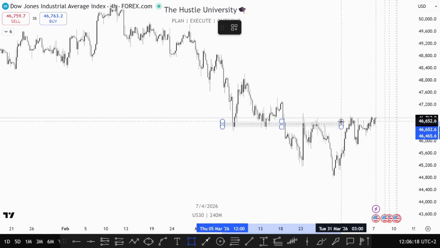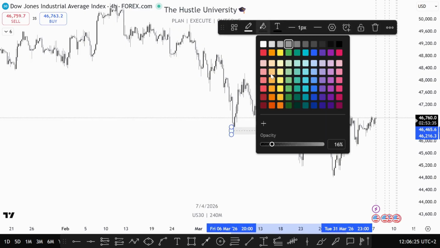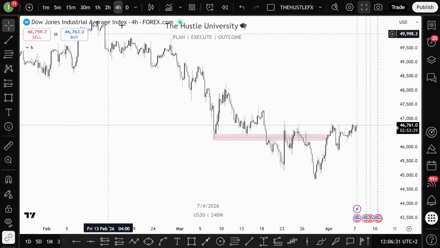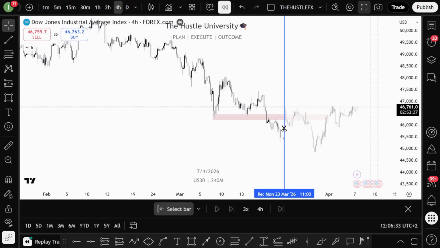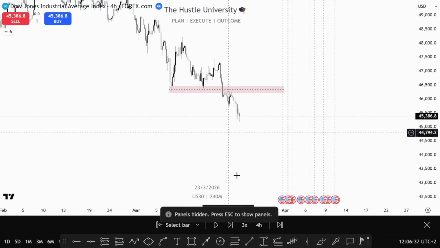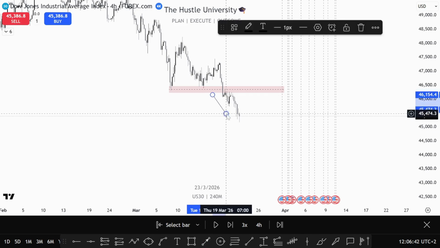Let's take this area over here, right? You're going to take this area over here. Let me just change the color of this. Let me add on some replay. Right, so we can clearly see that price has sold to the downside, right? Price gave us an indication to the downside, right?